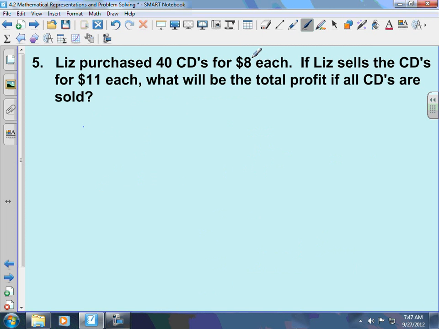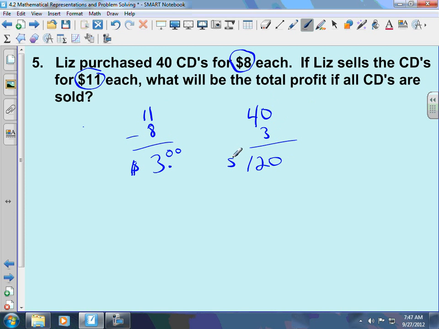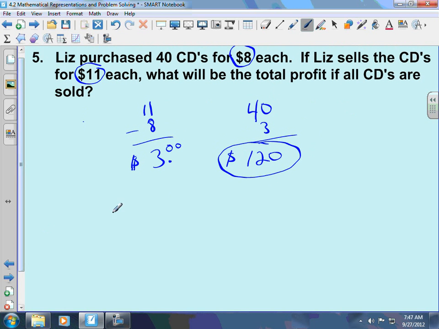She bought them for $8, correct? She paid $8. She turns around and sells them for $11. So that means 11 minus 8. That means she's making a $3 profit on each CD. How many times is she doing that? 40 times. 40 times 3 is 120. That means she's going to make a $120 profit. That's your answer. Okay? If you want to see it the other way, it would look like this.